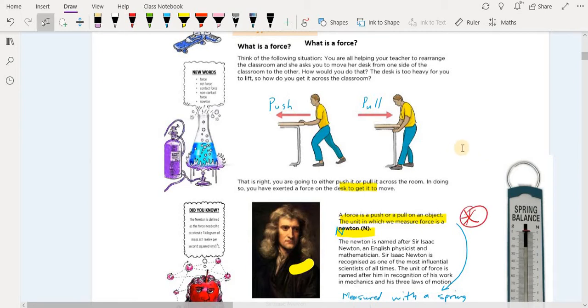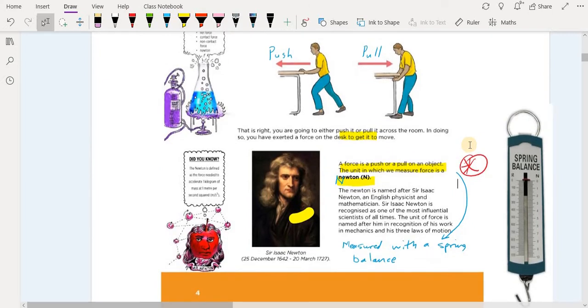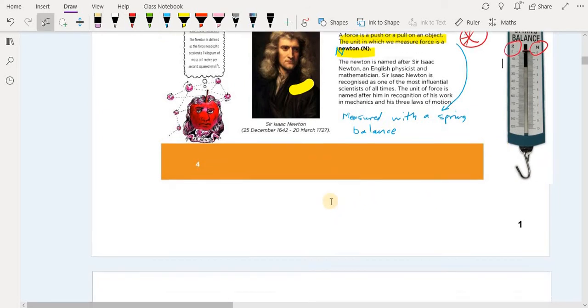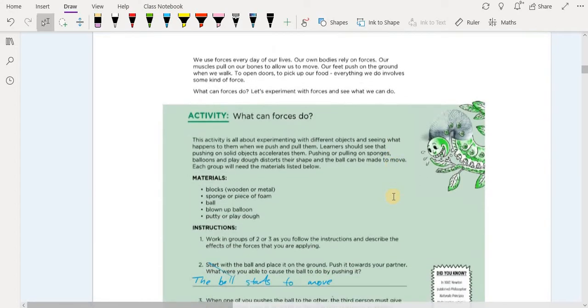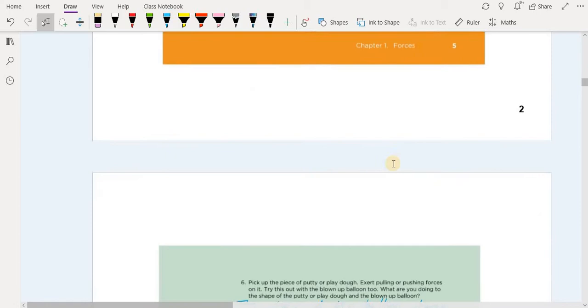The force is a push or a pull on an object. And then also the unit of a force is a Newton. We use this instrument to measure force. It's called a spring balance. And you'll notice on this spring balance, it actually has two scales. There's Newtons, and on this side, it's reading in grams. That's the important bit.